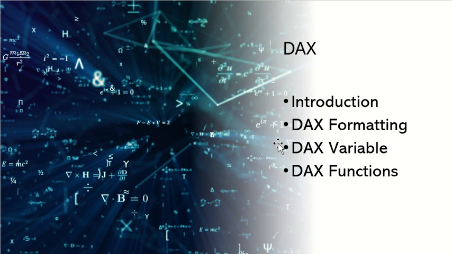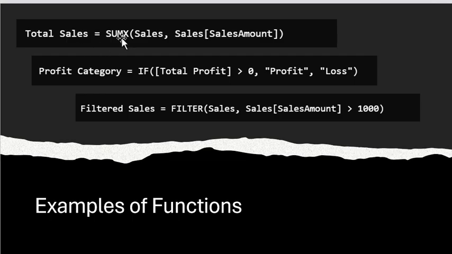Next we have logical functions. In logical functions we can use IF and ELSE. And mathematical and statistical functions are like round, upper, lower, any kind of mathematical and statistical functions. So we can see an example of these functions. I have total sales, where I have used an aggregate function, that is SUMX, and a logical function in the profit category: if total profit is greater than 0, then it is profit, else it is loss. And FILTER sales is used for the filter function.